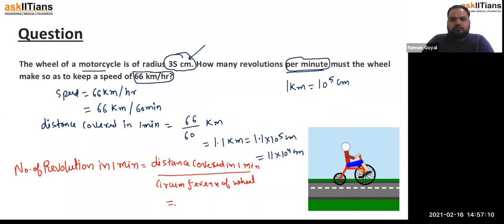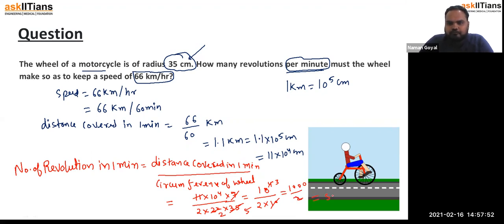Okay, so it will be 11 into 10 raised to power 4 upon 2 pi r. Here r is 35. So 2 into 22 by 7 into 35. This will be cancelled out by 5 times, and this will be cancelled out by 2 times. So how much do we get? 10 raised to power 4 upon 20. 2 into 10, the 10s cancel out each other. It will be 1000 upon 2. And how many revolutions do we get? 500 revolutions.